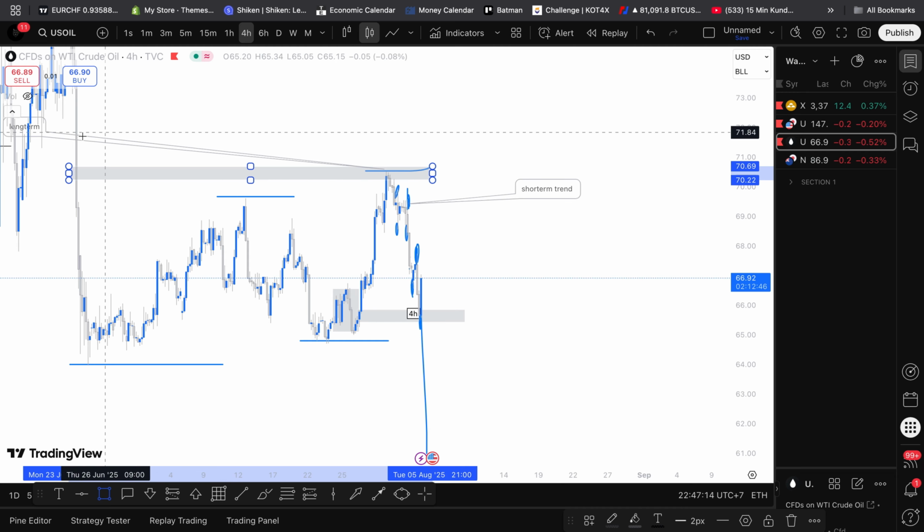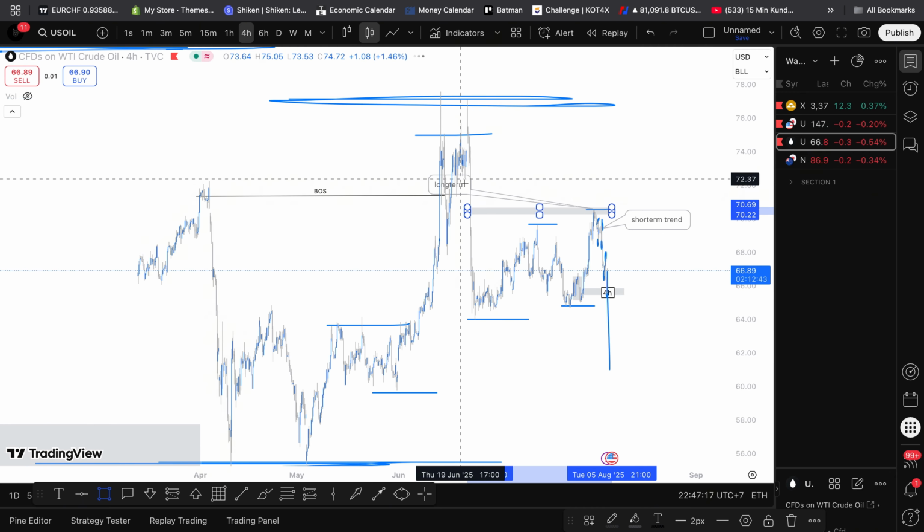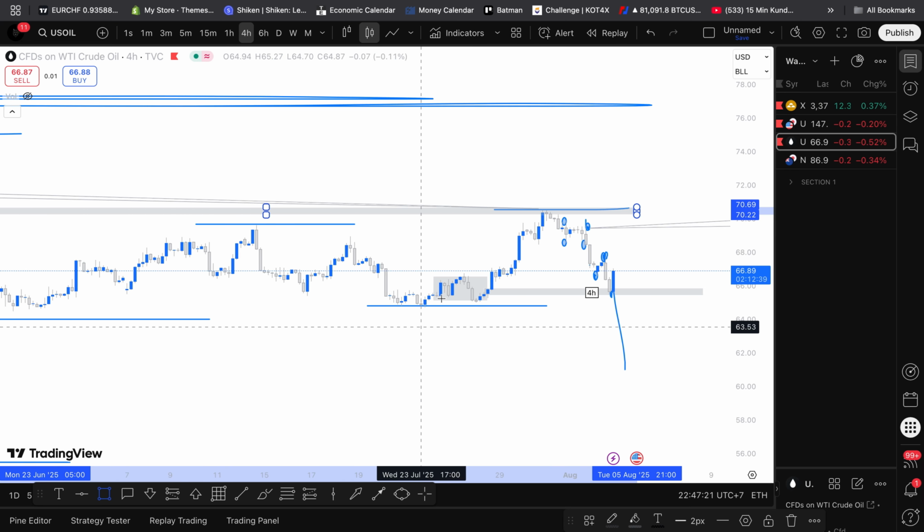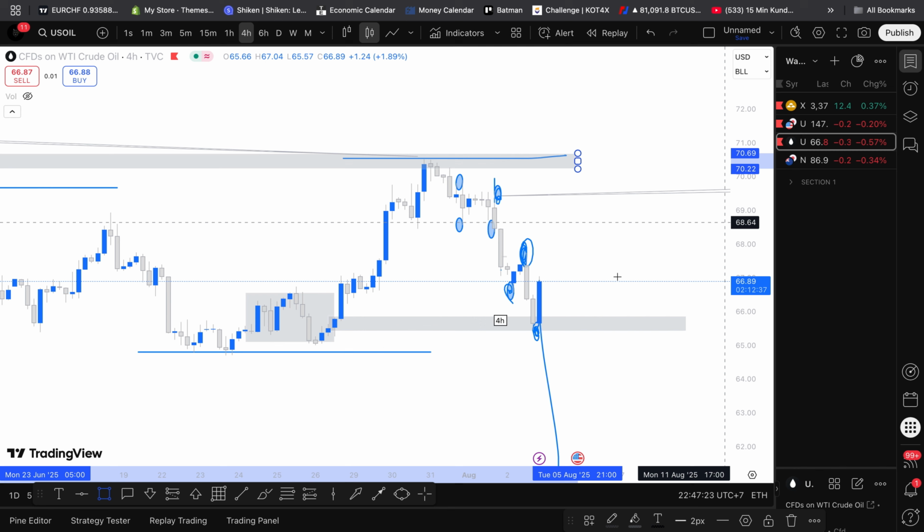The market could be tapping into that supply on the daily chart and shifting this whole trend we had on the 4 hour, and that's why I'm not selling yet. I'm only gonna sell when I have confirmation.